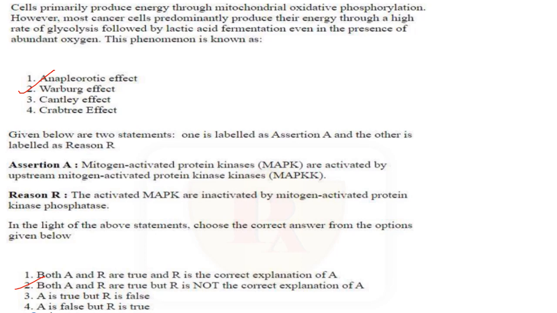Then next one. Cells primarily produce energy through mitochondrial oxidative phosphorylation. However, most cancer cells predominantly produce their energy through a high rate of glycolysis followed by lactic acid fermentation even in the presence of abundant oxygen. This phenomenon is known as Warburg effect. Answer is option 2.